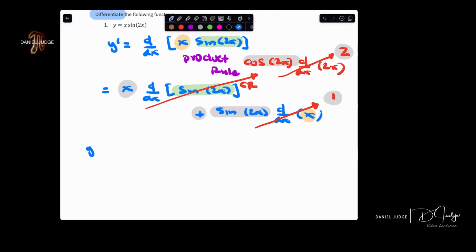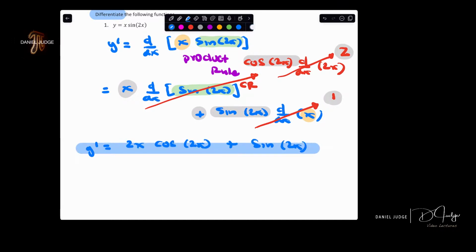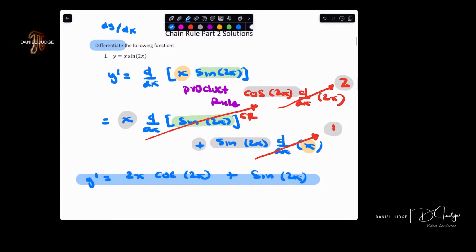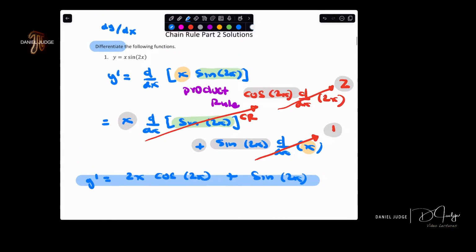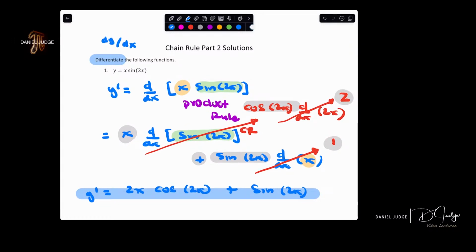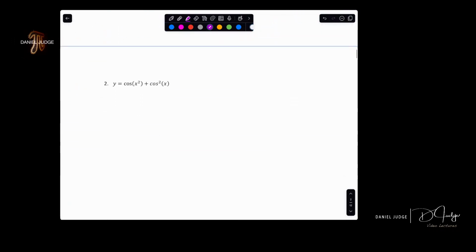All right, so that first derivative is going to be 2x cosine 2x plus sine of 2x. So there you go, ladies and gentlemen. This is going to be what we call chain rule part 2, because right over here, you'll have chain rule, and it's mixed with product rule. So there you go. I'm going to go over the odd numbered questions here. So this is 2. We're going to try number 3 now.